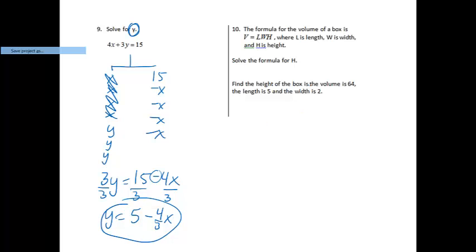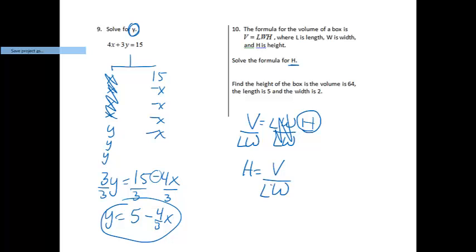Alrighty, one more problem to go here. It says the formula for the volume of a box is V equals LWH, where L is length, W is width, and H is height. And it says to solve the formula for H. So we're going to have V equals LWH. I'm solving for H. And if you remember these problems from before, to get rid of the L and the W, we'll actually divide them from both sides. So those will be gone. So now I'm going to have H equals V over LW.